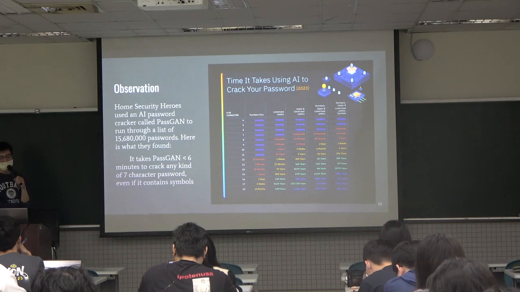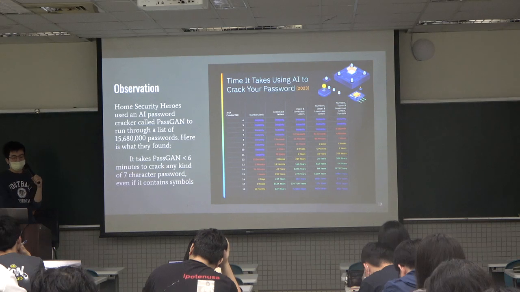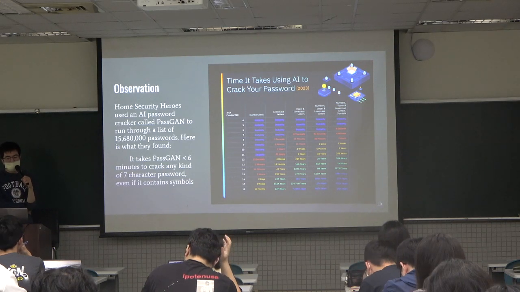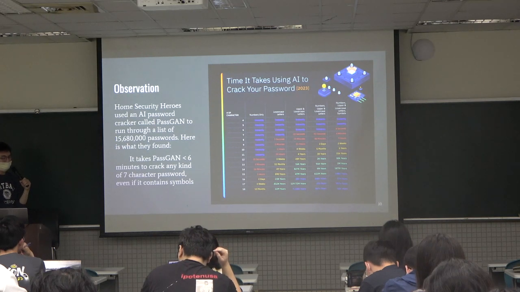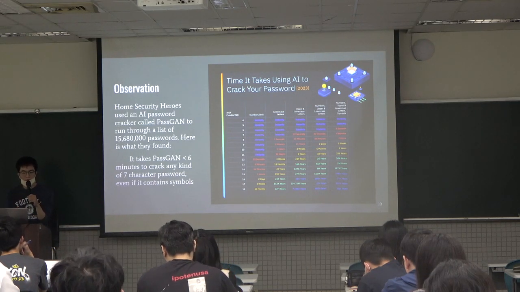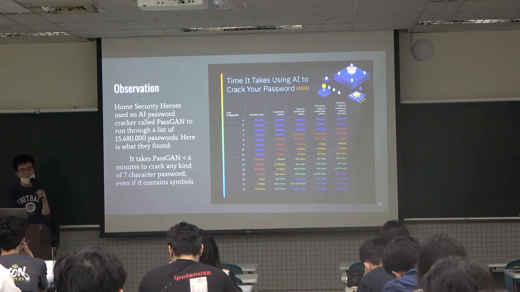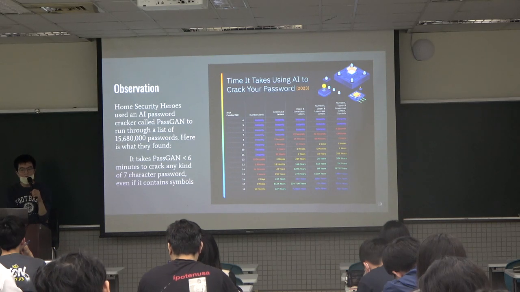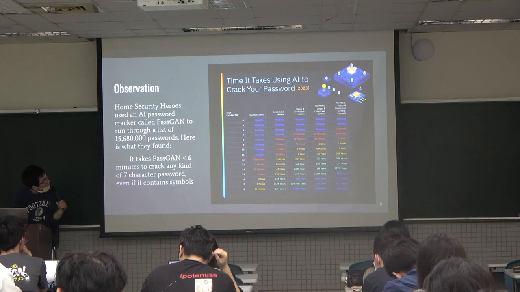Here are some observations from Home Security Heroes. They used PassGAN to run through a list of over 50 million passwords. And as you can see, it takes PassGAN less than 6 months to crack any kind of 7-character password, even if it contains symbols or lowercase and uppercase letters.